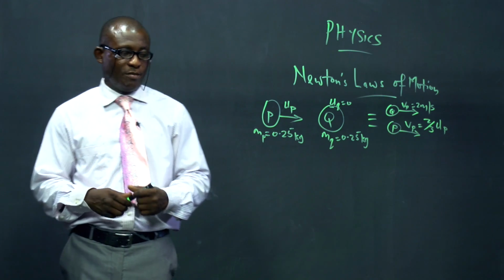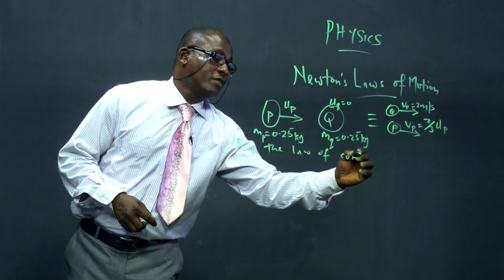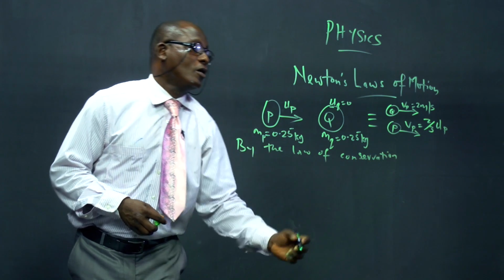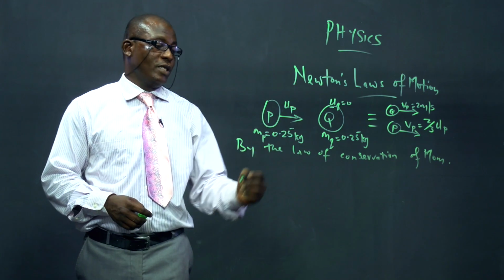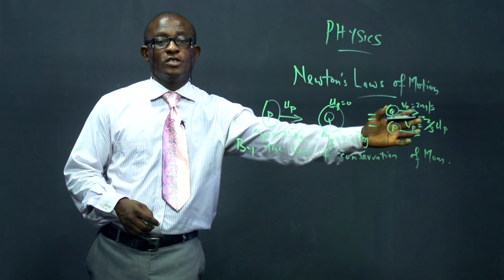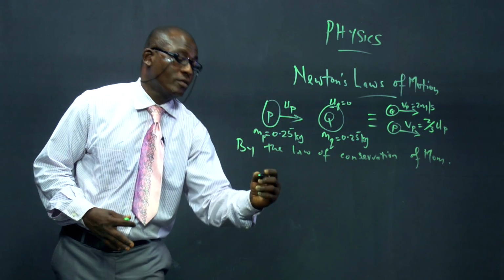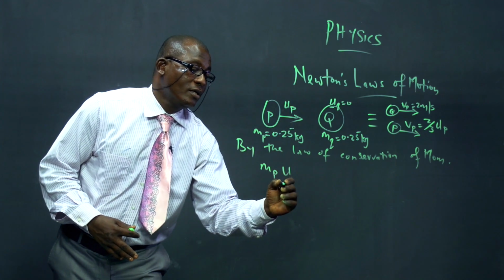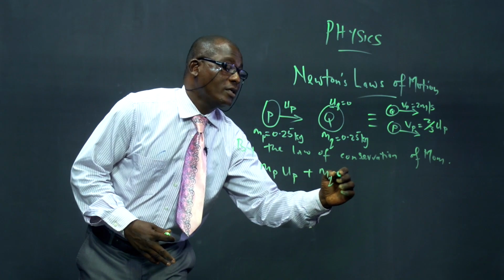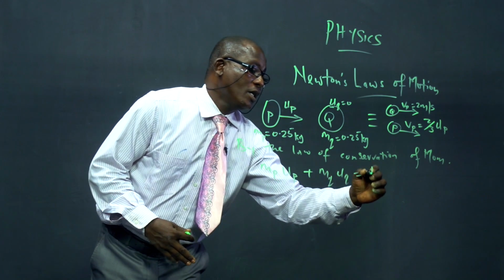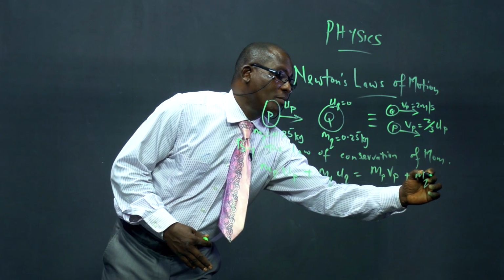We go by our law again, the law of conservation of momentum. Momentum before collision must be equal to momentum after collision. That is a system of colliding bodies. So before collision, MP multiplied by UP plus MQ multiplied by UQ will give MP multiplied by VP plus MQ multiplied by VQ.